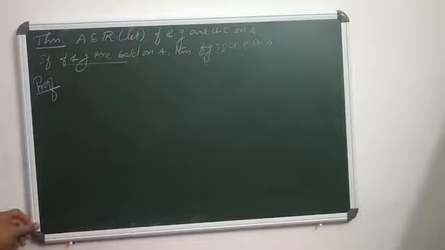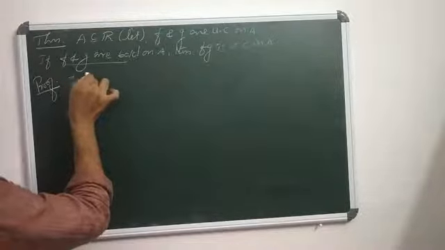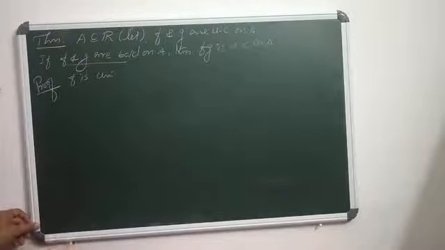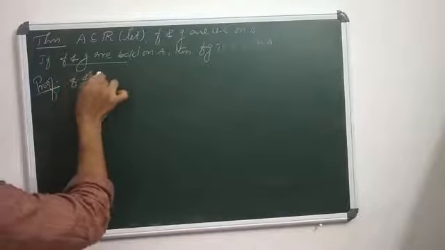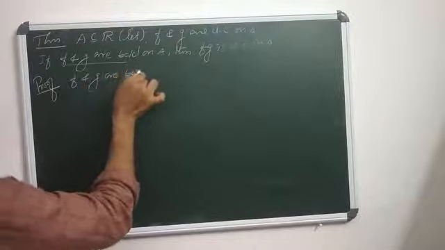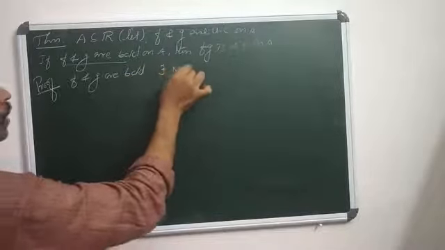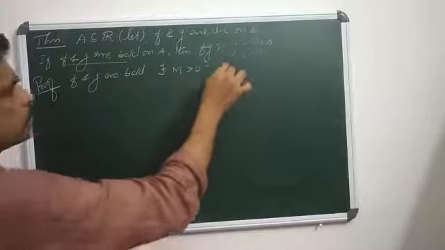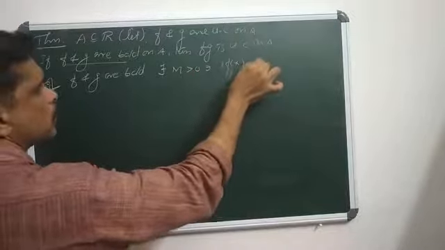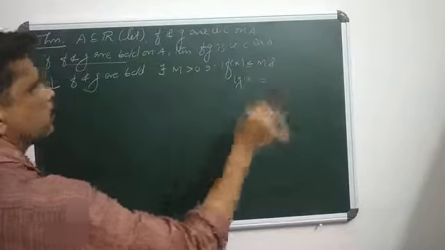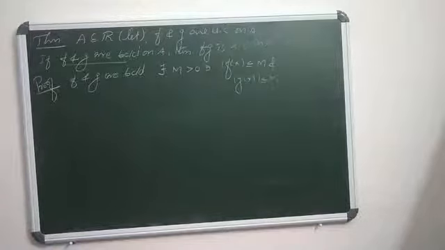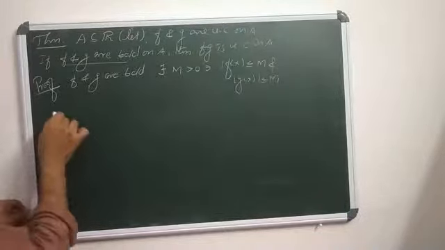It is given that f and g are uniformly continuous on A, and f and g are bounded. That means there exists M greater than 0 such that modulus of f of x is less than or equal to M and modulus of g of x is also less than or equal to M, because of the boundedness of these two functions.